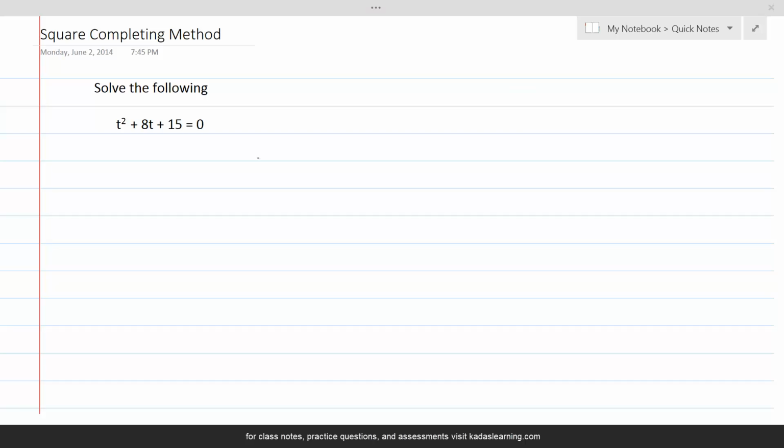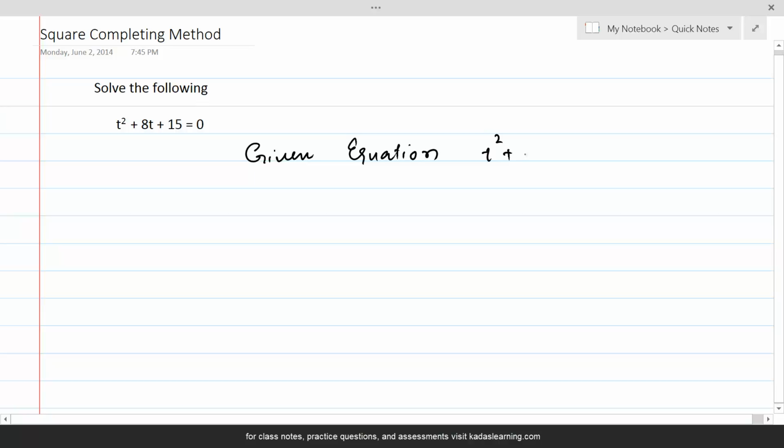We'll now use the completing the square method for finding solutions of a quadratic equation. Here the given quadratic equation is t square plus 8t plus 15 is equal to 0. So let's get started. The given equation is t square plus 8t plus 15 equal to 0, and we'll compare it with the standard form.